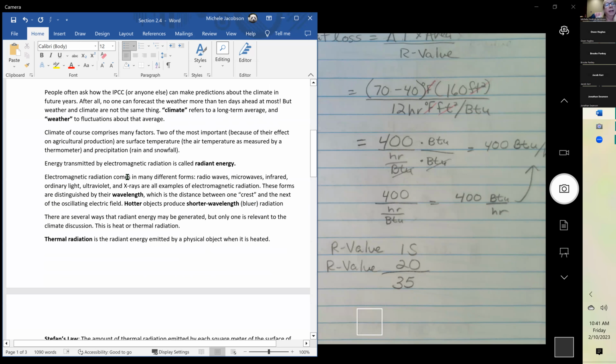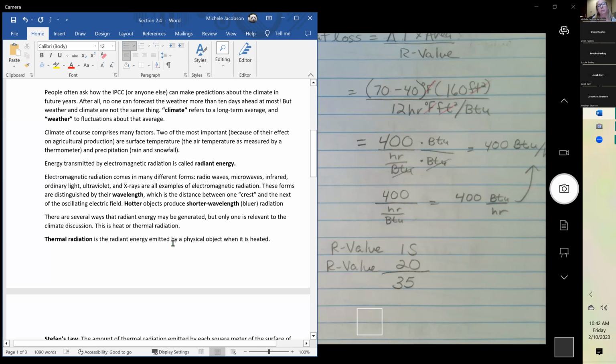Energy transmitted by electromagnetic radiation is called radiant energy. Electromagnetic energy comes in many different forms: radio waves, microwaves, infrared, ordinary light, ultraviolet, X-rays. These are all examples of electromagnetic radiation. They're wavelengths.